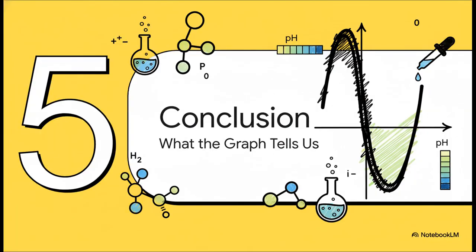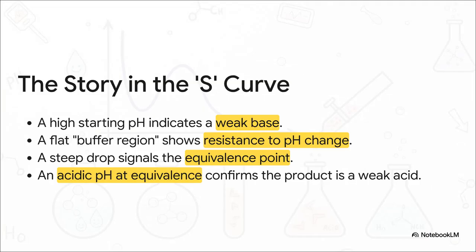So, we built it. But what does it all mean? Let's do a quick recap of the story that this simple S-curve tells a chemist, just by looking at it. That high starting point, it screams I started with a base. The flattish section in the middle, that shows off the powerful buffering effect. That insane vertical drop is the unmistakable signal that you've hit the equivalence point, the reaction is done. And the fact that this point is below a pH of 7, that confirms that the thing we made, our product, is actually an acid. It's all there, in one elegant curve.